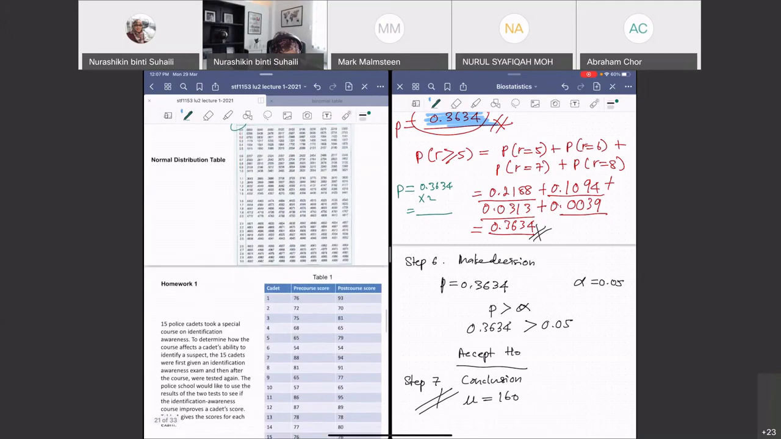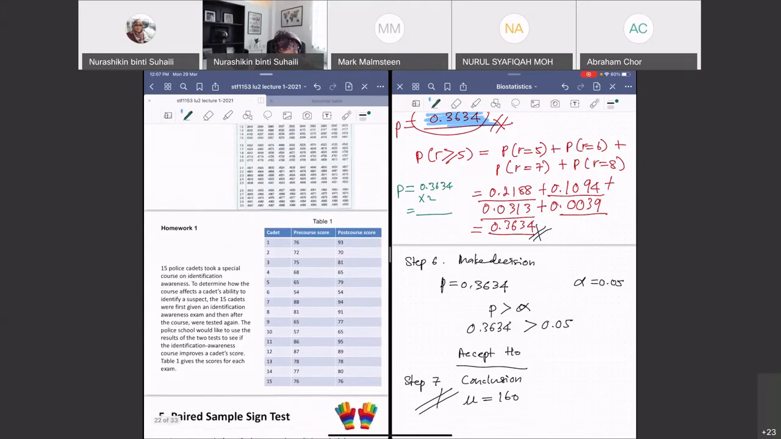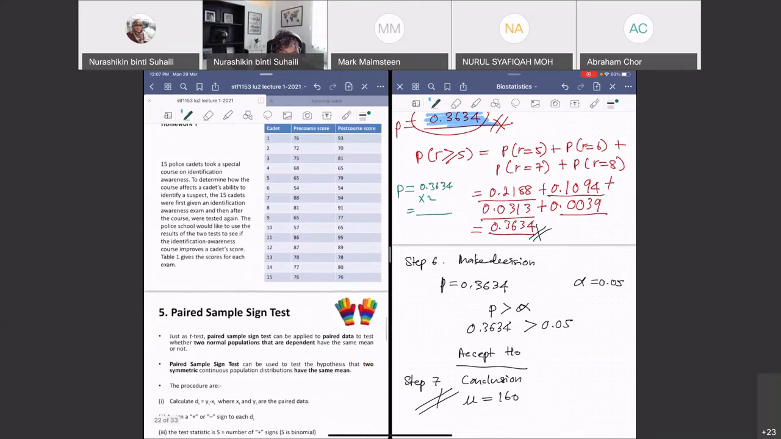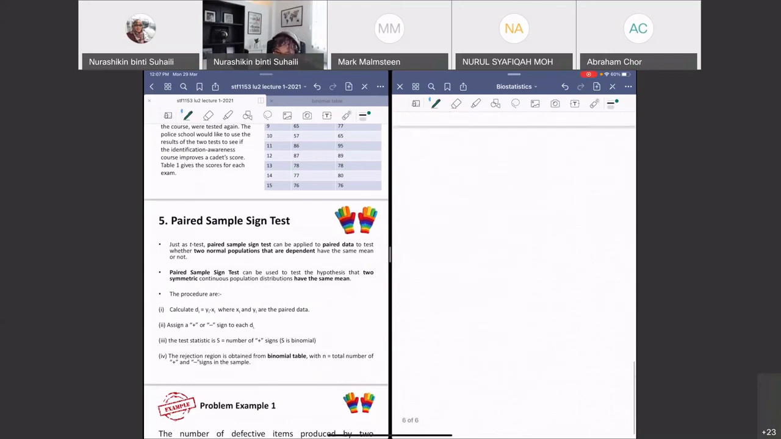I have a homework for you to do here. I hope that you understand all the 7 steps of one sample sign test. This is an exercise for you to do at home. Let's move to the last part, which is paired sample sign test.